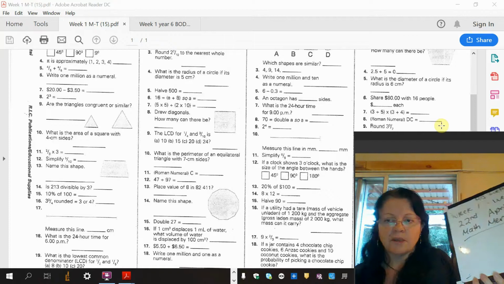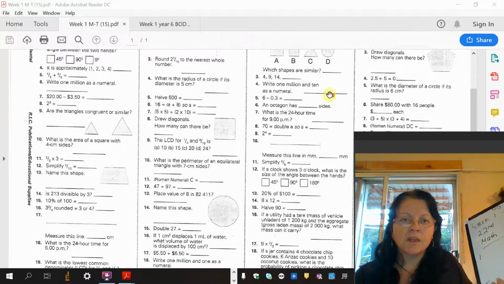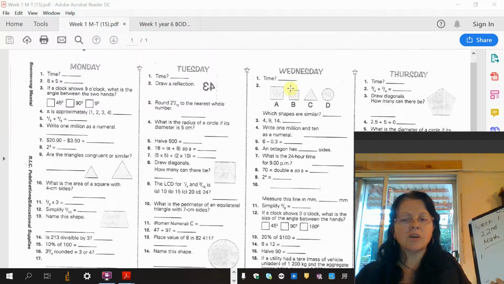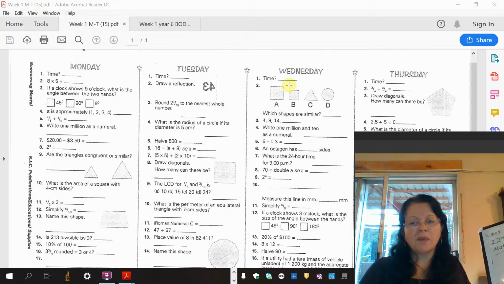And number 1. Okay, as we always start off with number 1 on a Wednesday, what's the time? Have a look at the clock on the wall. Whatever the hour hand has gone past, we're writing it in digital, and count round the minute hand, the long hand.